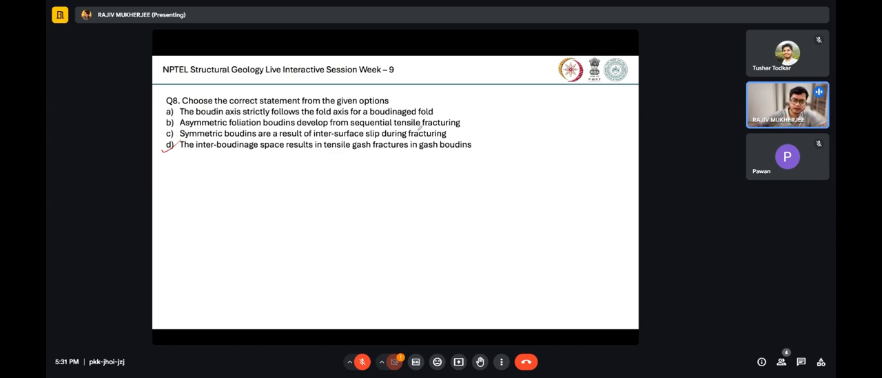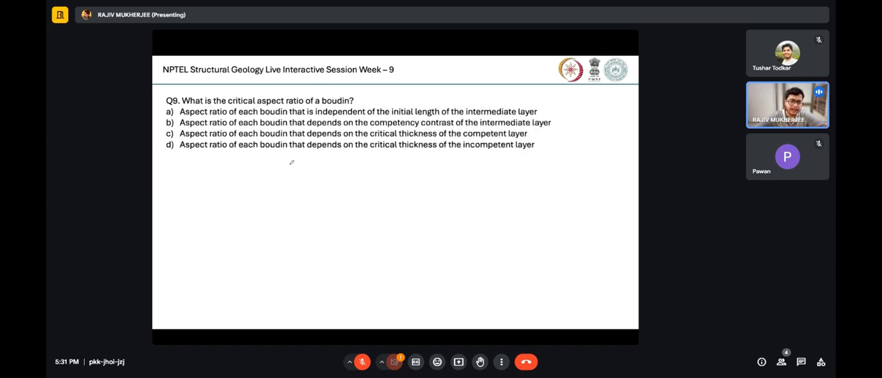And asymmetric foliation Boudins develop from sequential tensile fracture. This is also wrong because symmetric Boudins are in fact the results of sequential tensile fracturing, whereas asymmetric foliation Boudins are a result of intersurface slip during fracturing. So asymmetric Boudin would generate from shear fracturing. Symmetric Boudins, on the other hand, can generate from tensile fracturing. So these are flipped, I mean reversed. So that is why it is wrong. Whereas option D is correct because the interboudinous space results in tensile gash fractures in gash Boudins. Okay, moving on to the next question.